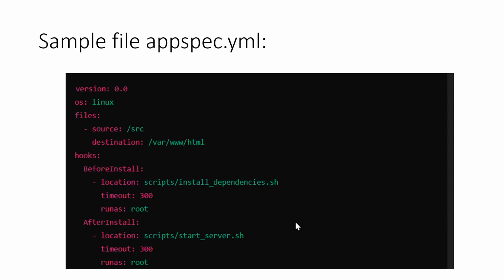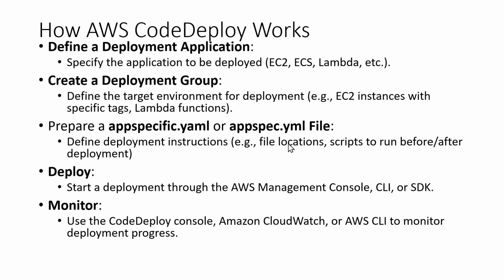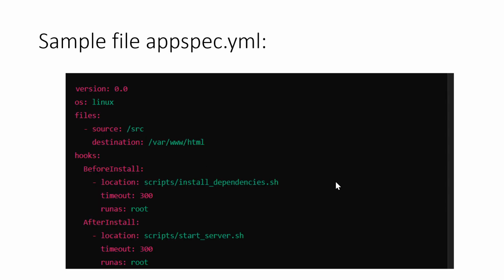Okay. So here is the app specification file, how it looks. We will be mentioning the version and the type of operating system we will be using. Under that, what files we are trying to copy and store in our server. This is the source, meaning from where you are trying to copy, and from which place you need to place it, that is the destination. So from source I will be copying and pasting it to the HTML.